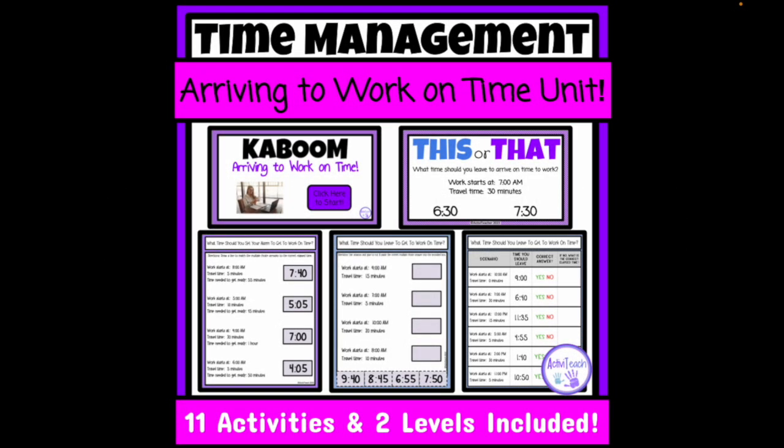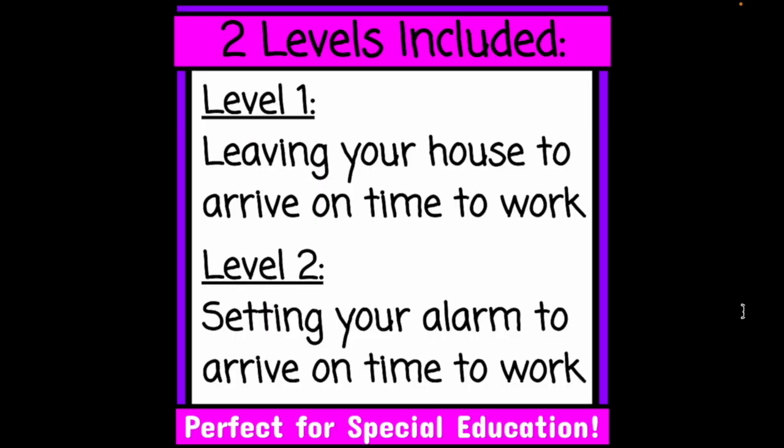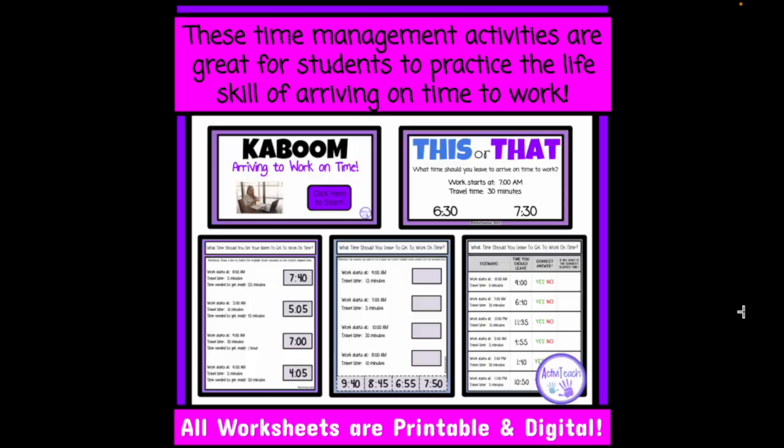Today we are going to be talking about 11 different activities for the topic of arriving to work on time. All of these activities have 2 levels included. The first level is leaving your house to arrive on time to work. The second level is setting your alarm to arrive on time to work. While using these activities, your students will practice elapsed time and the necessary life skill of figuring out what time to set their alarm and leave to get to work on time.